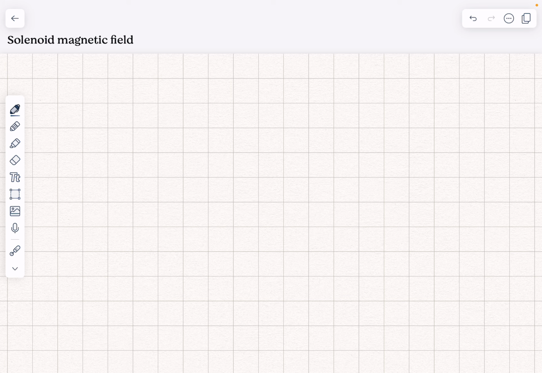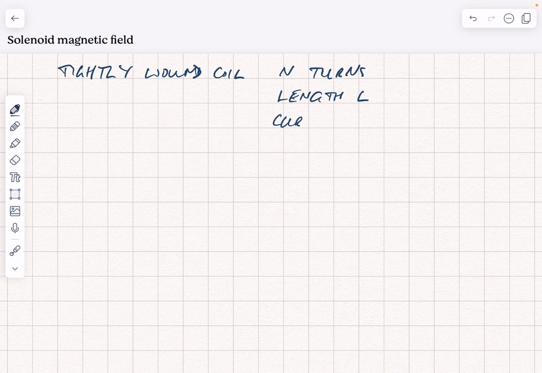So just to remind you that a solenoid is a tightly wound coil of wire which we will say has N turns in total. It has length L. No, that's an N, not an L. It has a length L, and it carries a current I.